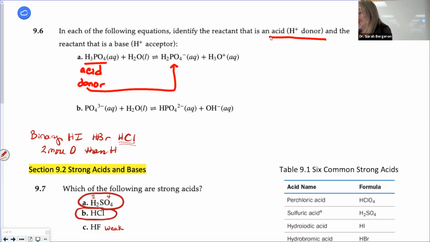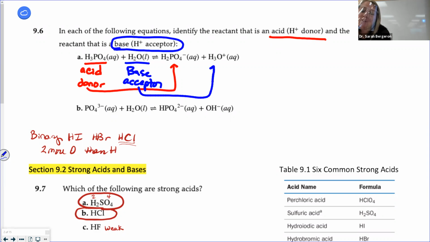So now what is a base? Base is something that does what? Accepts hydrogen ions. So what molecule has accepted a hydrogen ion? Right here, we have a base because it started out H2O, and then what was it? It became H3O+, so it gained a hydrogen. That is my acceptor molecule.